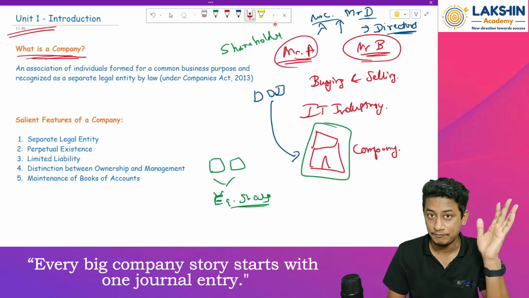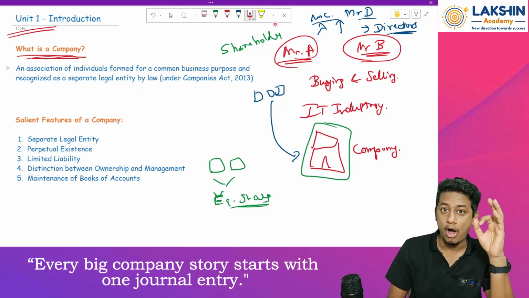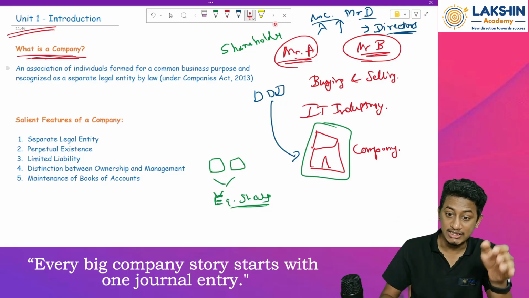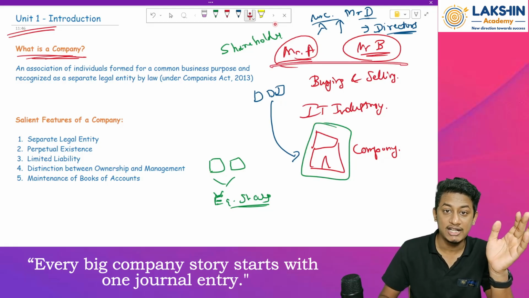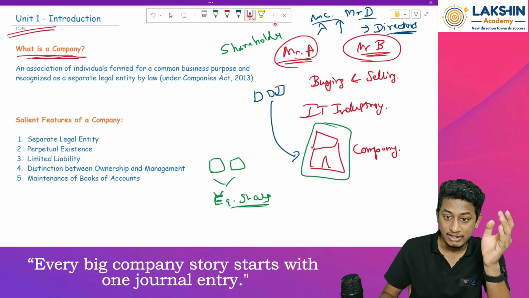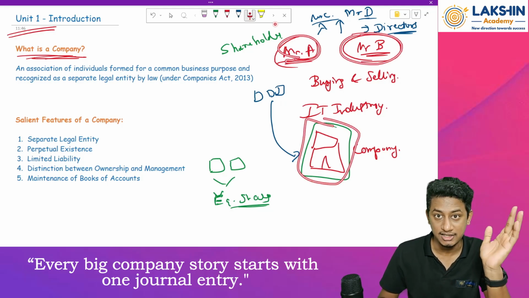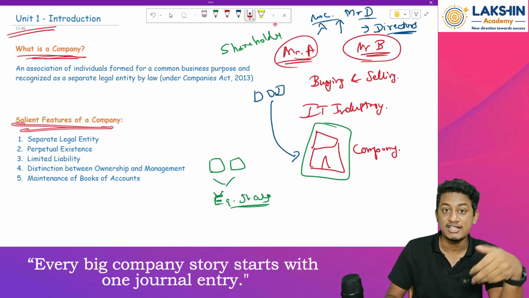As we have studied in the basics of accounting, the business and the owners are separate from each other, right? In this case, there is a separate legal entity for a company. That means owners are different, whereas the company is different. So you cannot club them together. Whatever transactions are undertaken by the owners are different from the company transactions, so you cannot club them in a single account. Clear?